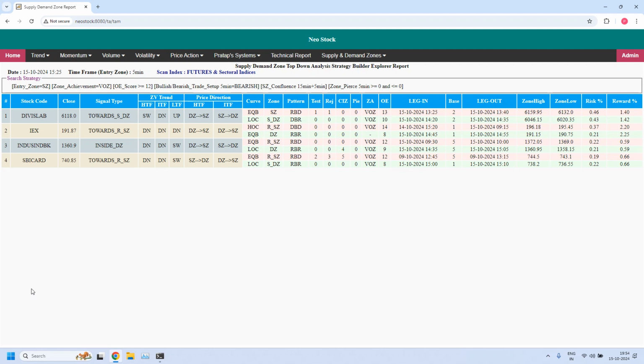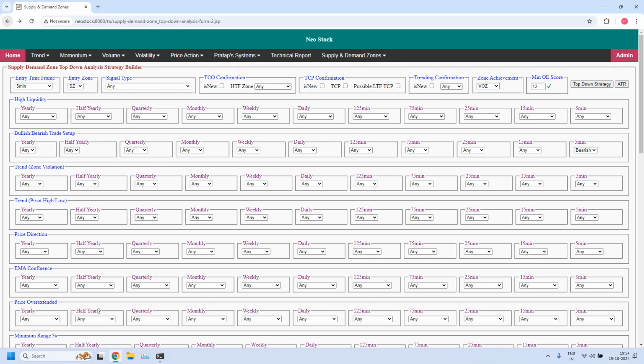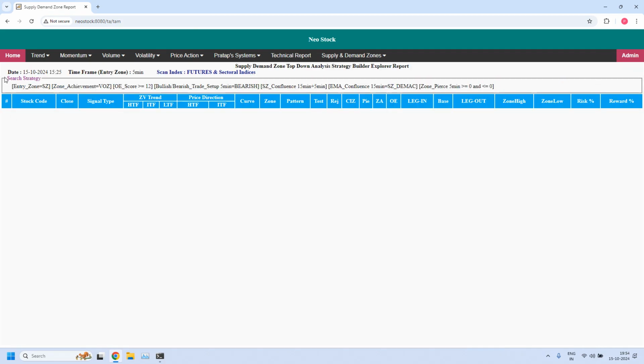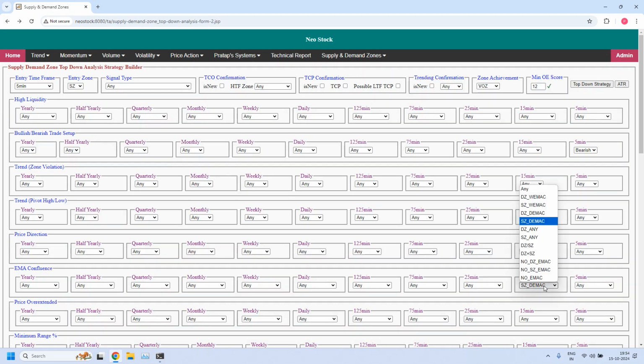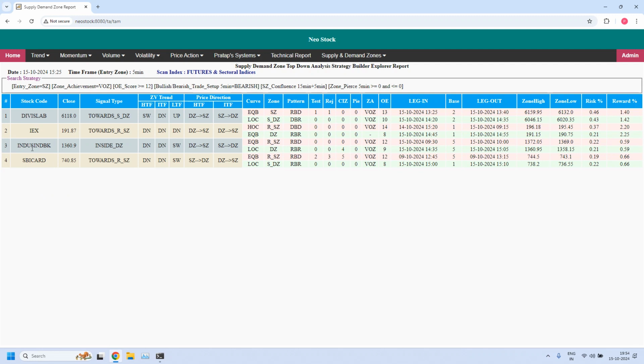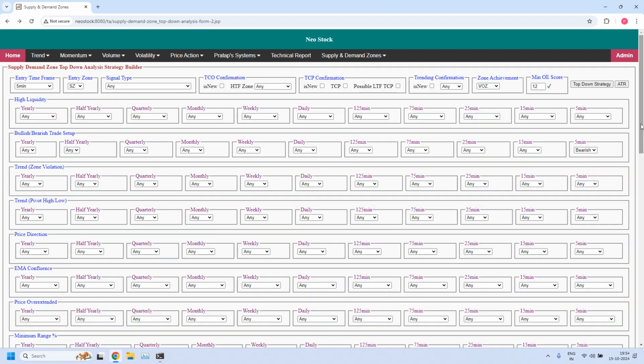Let's verify any of these 15 minute supply zones are having EMA confluence, daily EMA confluence. So in the EMA confluence at 15 minutes time frame, the 15 minutes supply zones with daily EMA confluence. So none of the stocks are having, no issues. Removing the EMA filter. Earlier we got 4 stocks, right? LTF, ITF, 4 or 5? Yeah, 4 stocks. Now in these 4, how many are having HTF confluence?